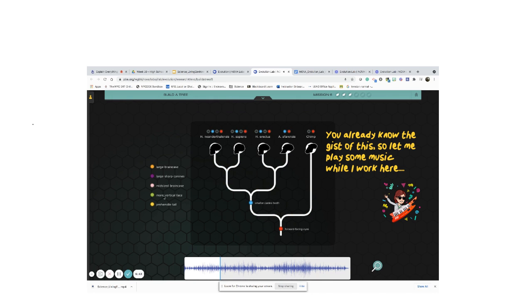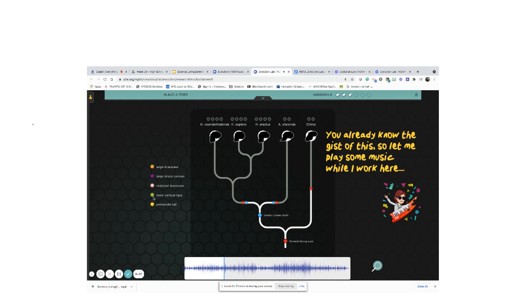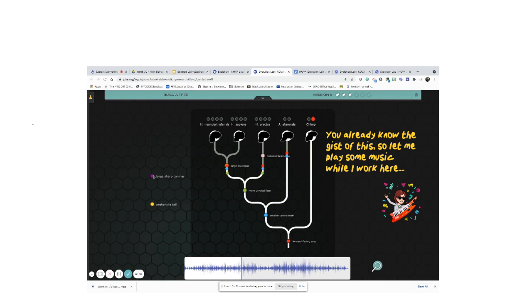And then came the more vertical face that Afarensis doesn't have. Let's place it. Sapiens and Neanderthals have a large brain case, and Erectus has a mid-sized brain case, and chimps have large sharp canines.